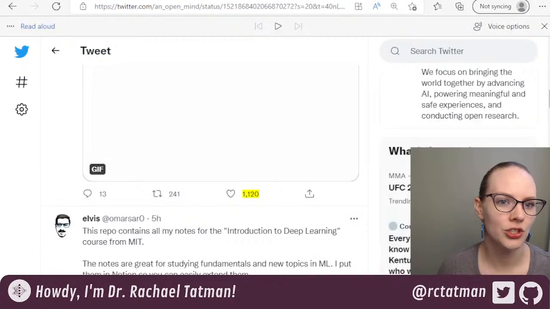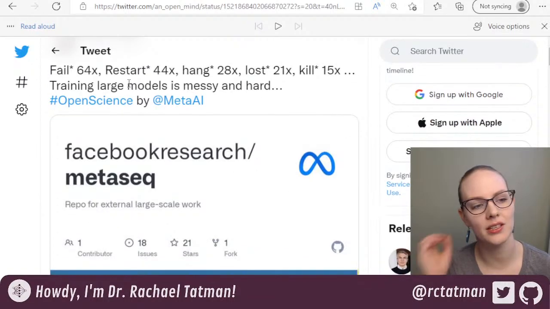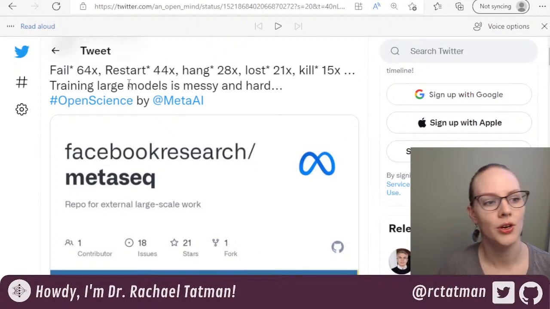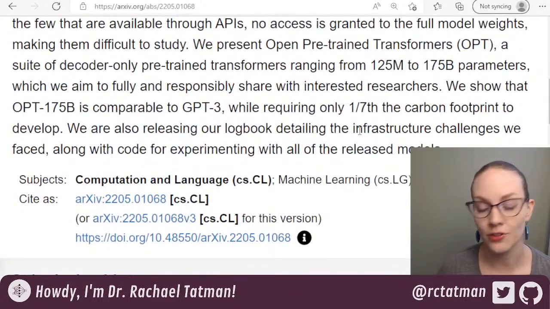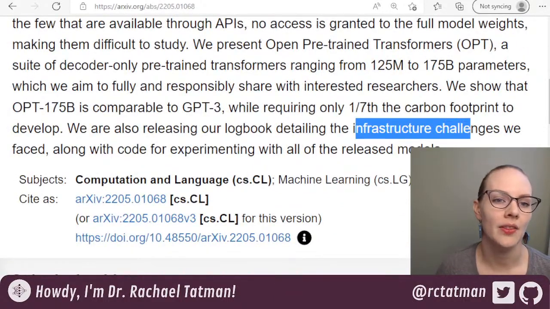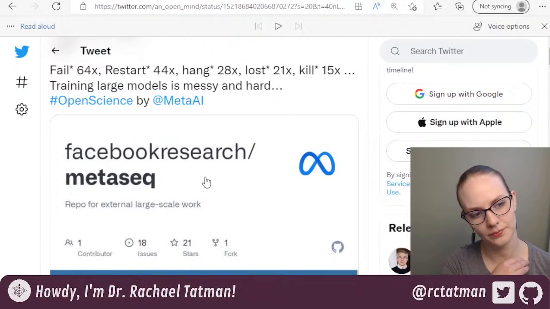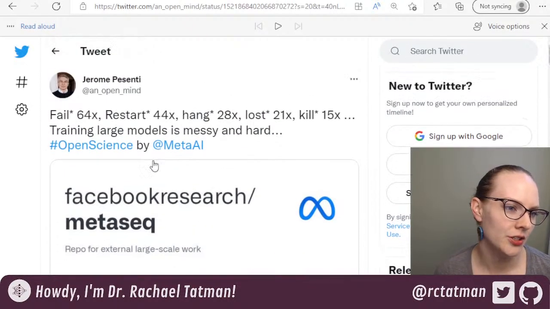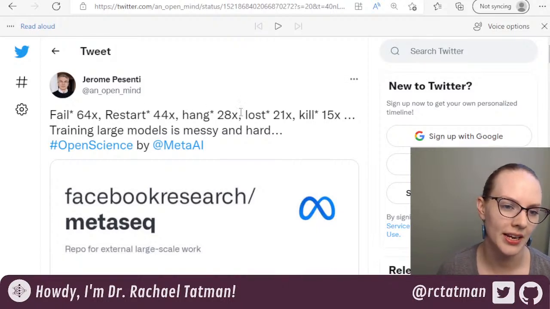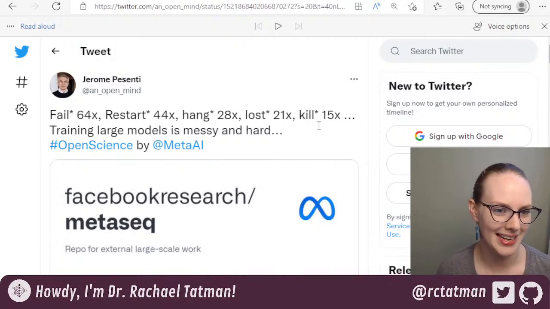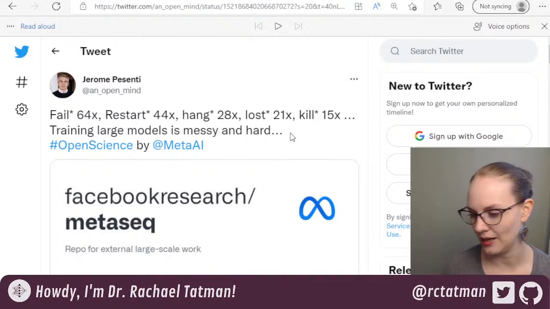So let's actually start with this one. Okay, so they mentioned the logbook about how much the infrastructure challenges, and then this is what those infrastructures are. So this is on their GitHub. It failed 64 times. They restarted it 44 times. It hung 28 times. Lost 21. Killed 15. Training large models is messy and hard.